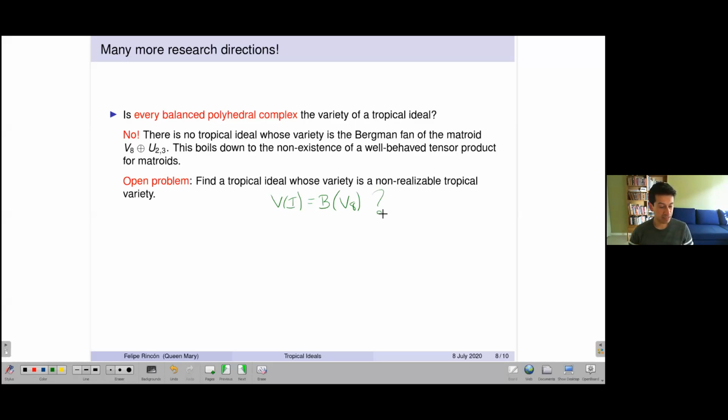Many tropical ideals correspond to the same space? Yes, yeah. So you can have different tropical ideals, all of them with the same variety. That's very possible. And that's also a useful point of this theory. You want to have different scheme structures that you can associate to the same set.